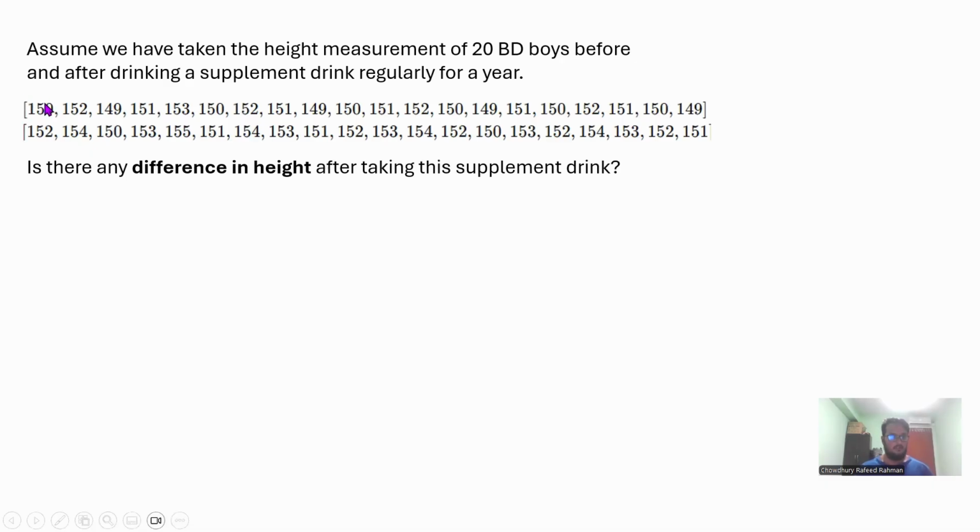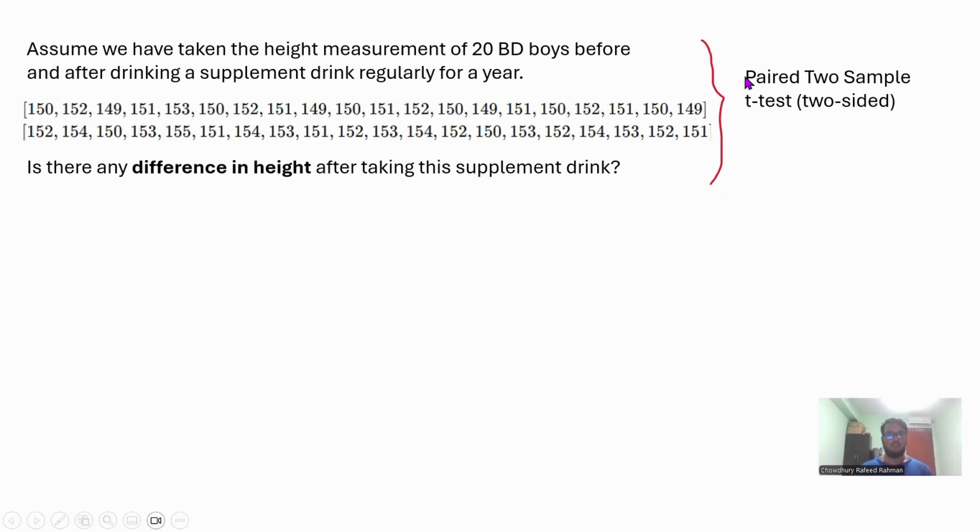You can see that for boy number one, the height was 150. After drinking, the height was 152. The boy number two, the height was 152 centimeter. And after drinking, it was 154, and so on and so forth. These heights are there. Now, the question is there any difference in height after taking this supplement drink? That is the question. Now, this is a classic example of a paired two-sample t-test, and also it is two-sided.